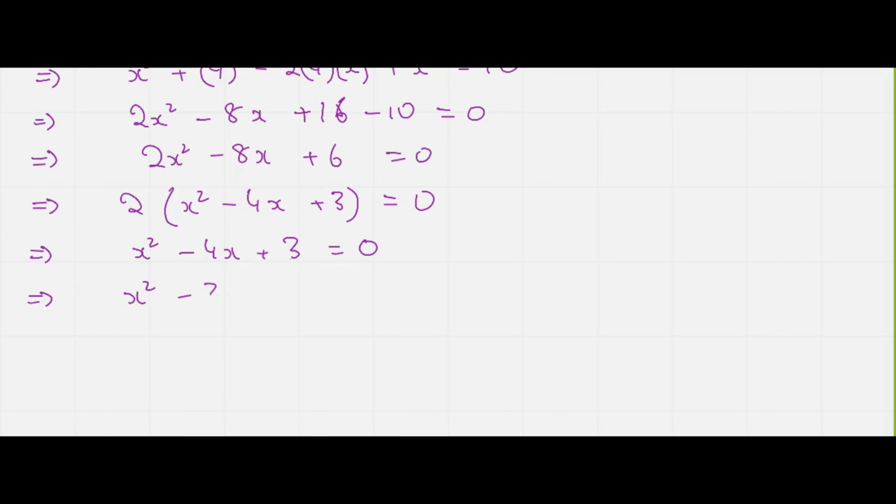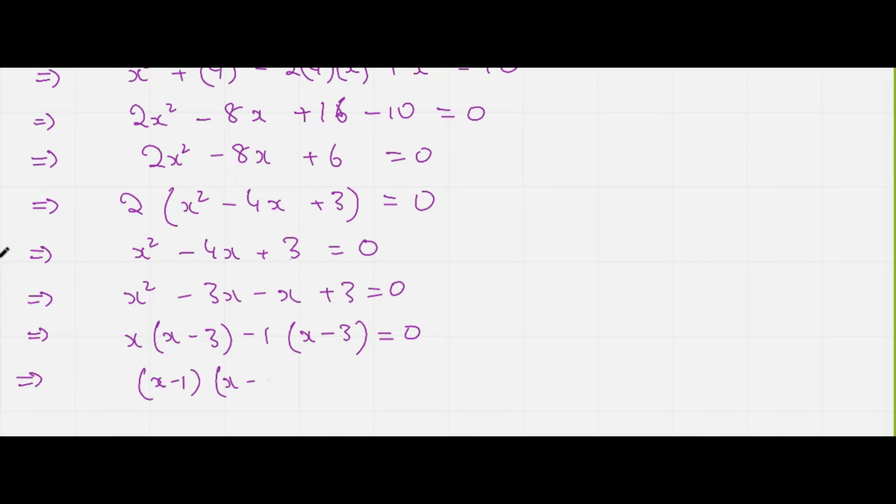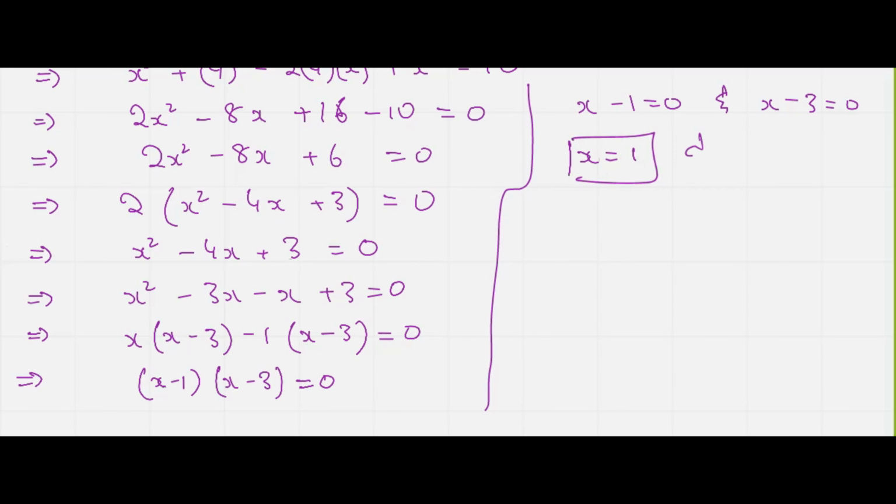So it is x square minus 3x minus x plus 3. Okay. So finally we are having two nice factors. Your x minus 3 and x minus 1. So you're having two nice values of your x, which are 1 and 3. Okay, x equals to 1 and x equals to 3.